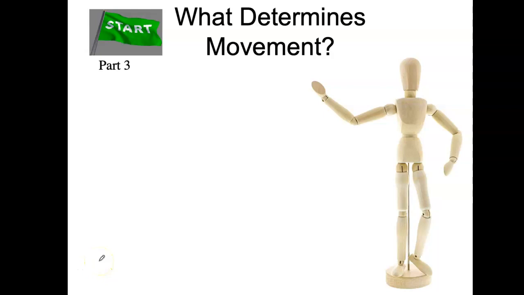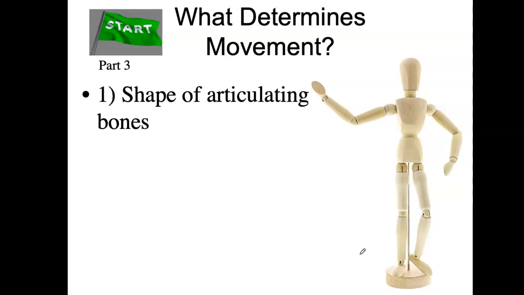Hello, and here we are continuing on to part 3 of joints, and we're going to talk about what determines movement. I like these little models that are used in art because it gives you an idea of how this joint bends, in what direction it can bend, and in what direction it cannot bend. So we're going to be thinking about those things.